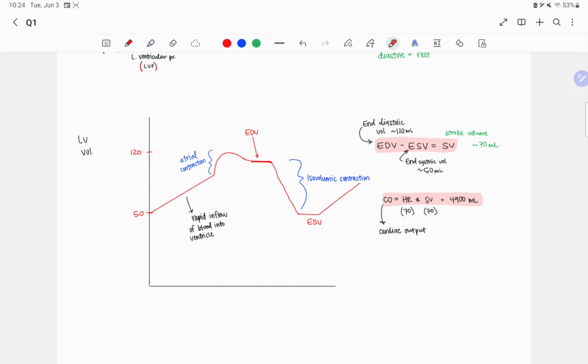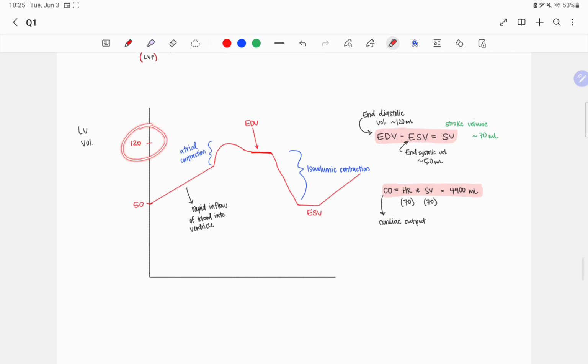And then we have EDV, which stands for the end diastolic volume. So end diastolic volume means, because diastolic means rest, right? So when it's resting, the ventricle is filling up. So at the end of diastole, we have, say, 120 milliliters of blood. Yeah, 120 milliliters of blood. So the ventricle is chock full, right? Now we have contraction, isovolumic contraction.